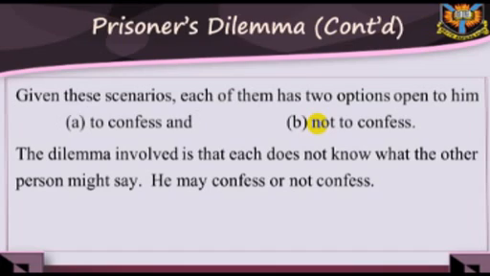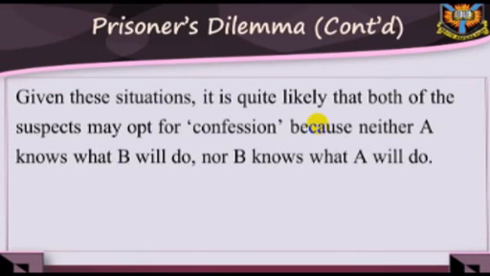The dilemma involved is that each does not know what the other person might say. He may confess or not confess. Given this situation, it is quite likely that both of the suspects may opt for confession because neither A nor B knows what the other party will do.